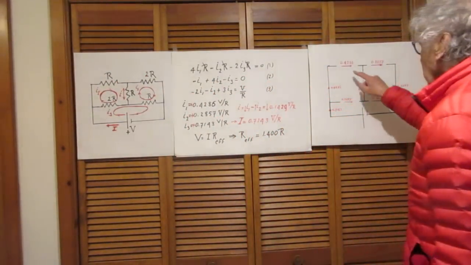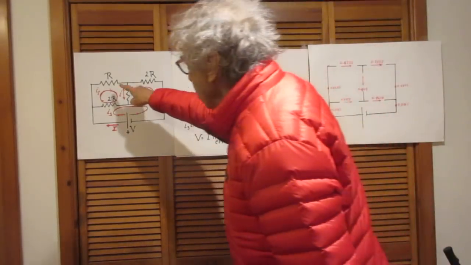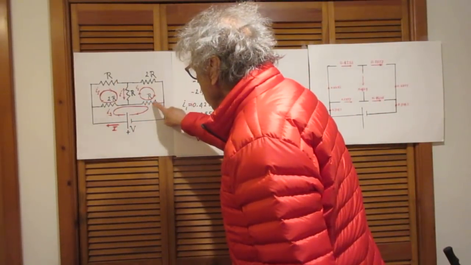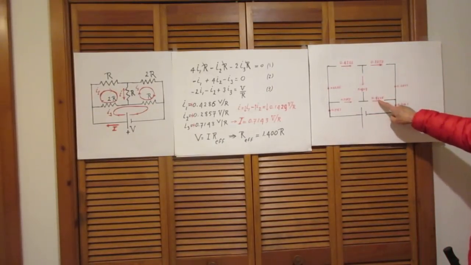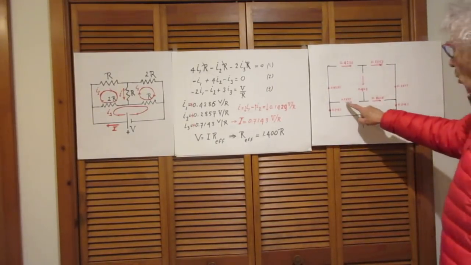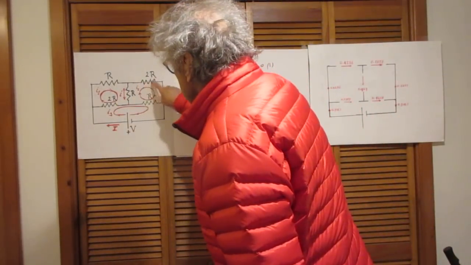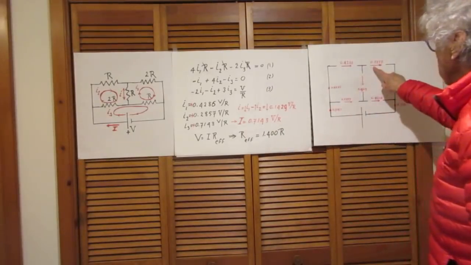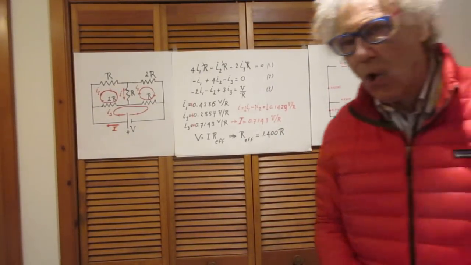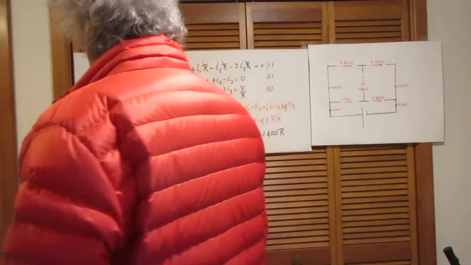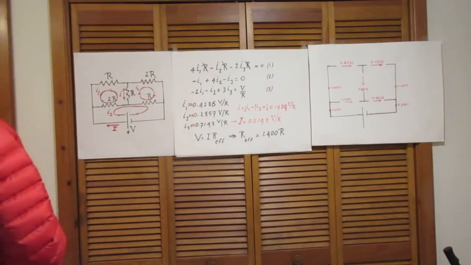Notice that this current here, through this R here, is the same as the current through this one. 4286, 4286. And notice that the current here, through 2R, is the same as the current through this 2R. These numbers are the same. You may think that that's a coincidence.